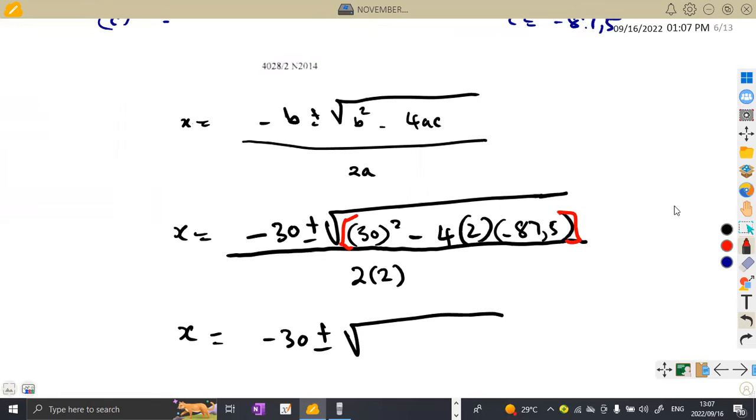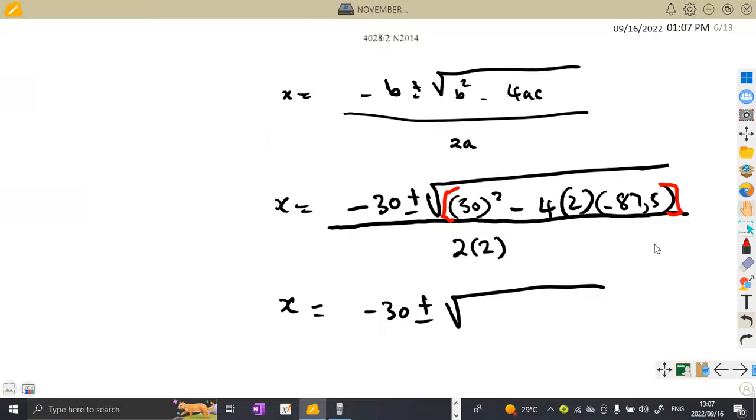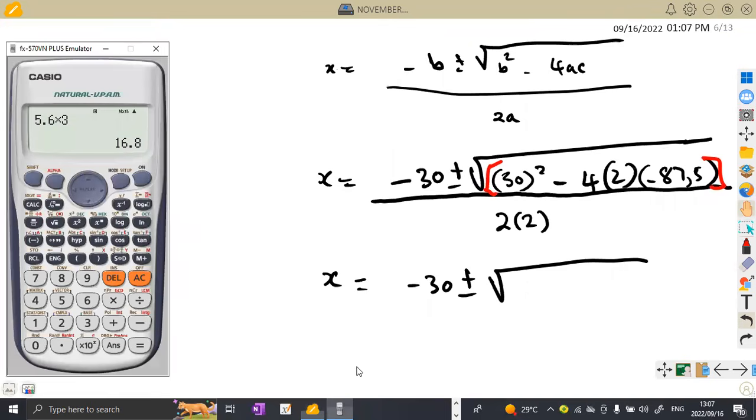So how do you simplify this? We just need our calculator. Insert your values. From your calculator, we are going to have 30 squared. So just open a bracket, insert 30, close the bracket. That is 30 squared minus, you multiply.